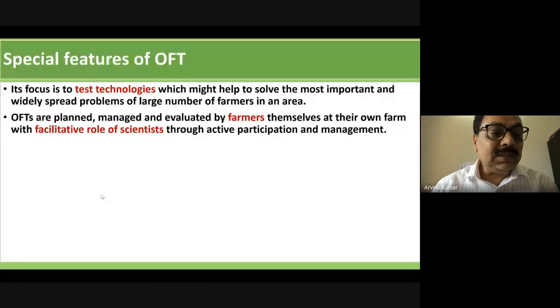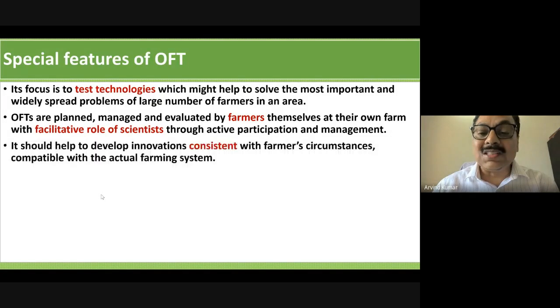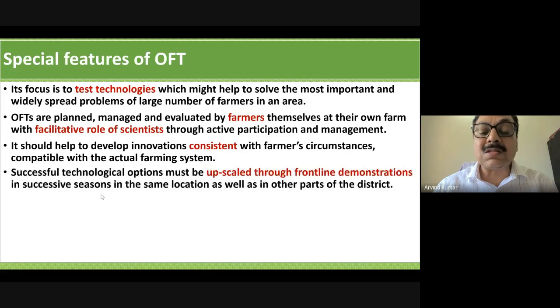So it should help to develop innovations consistent with farmers' circumstances, because whatever technology you are going to test, it should be consistent and compatible with the farming system. Then successful technological options must be upscaled. When you have tested or assessed the technology, if you find that it is a good one, then it must be upscaled through demonstrations in the next season.